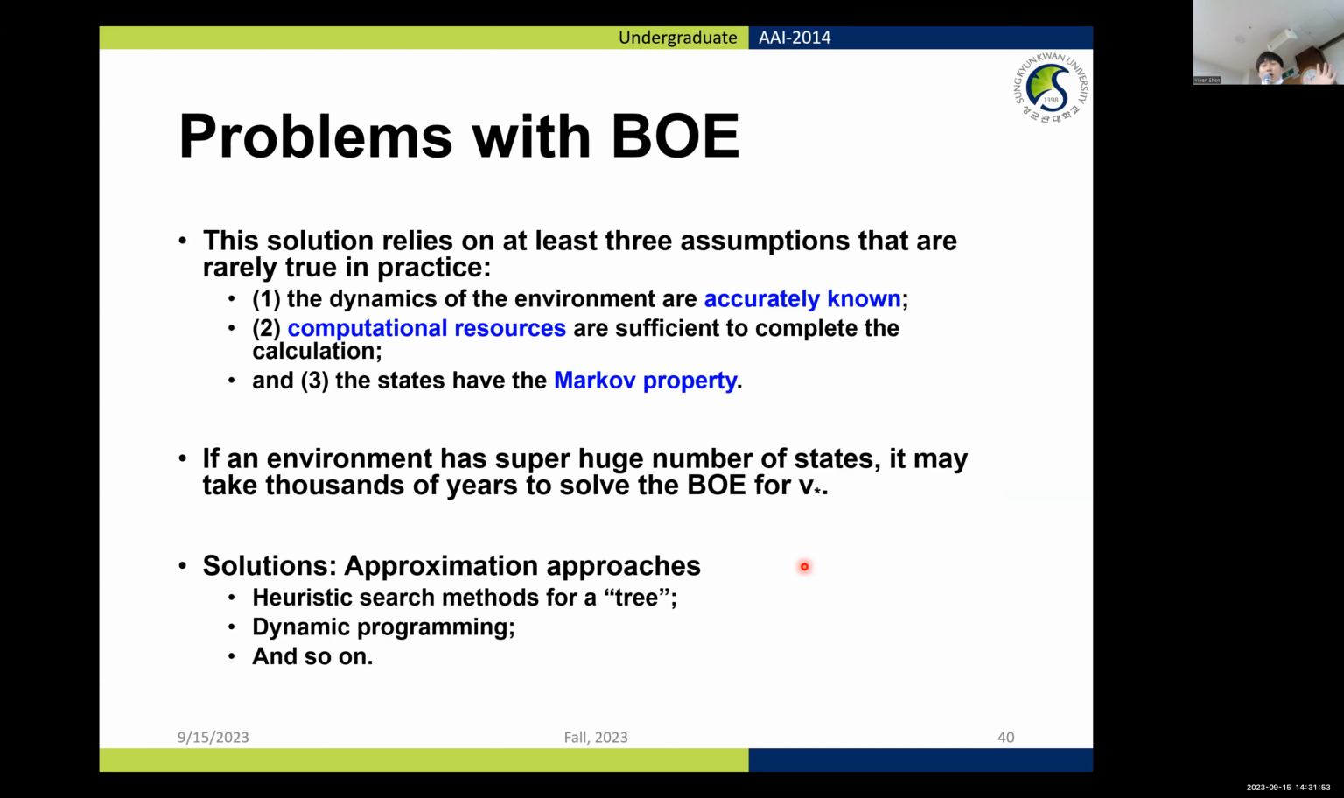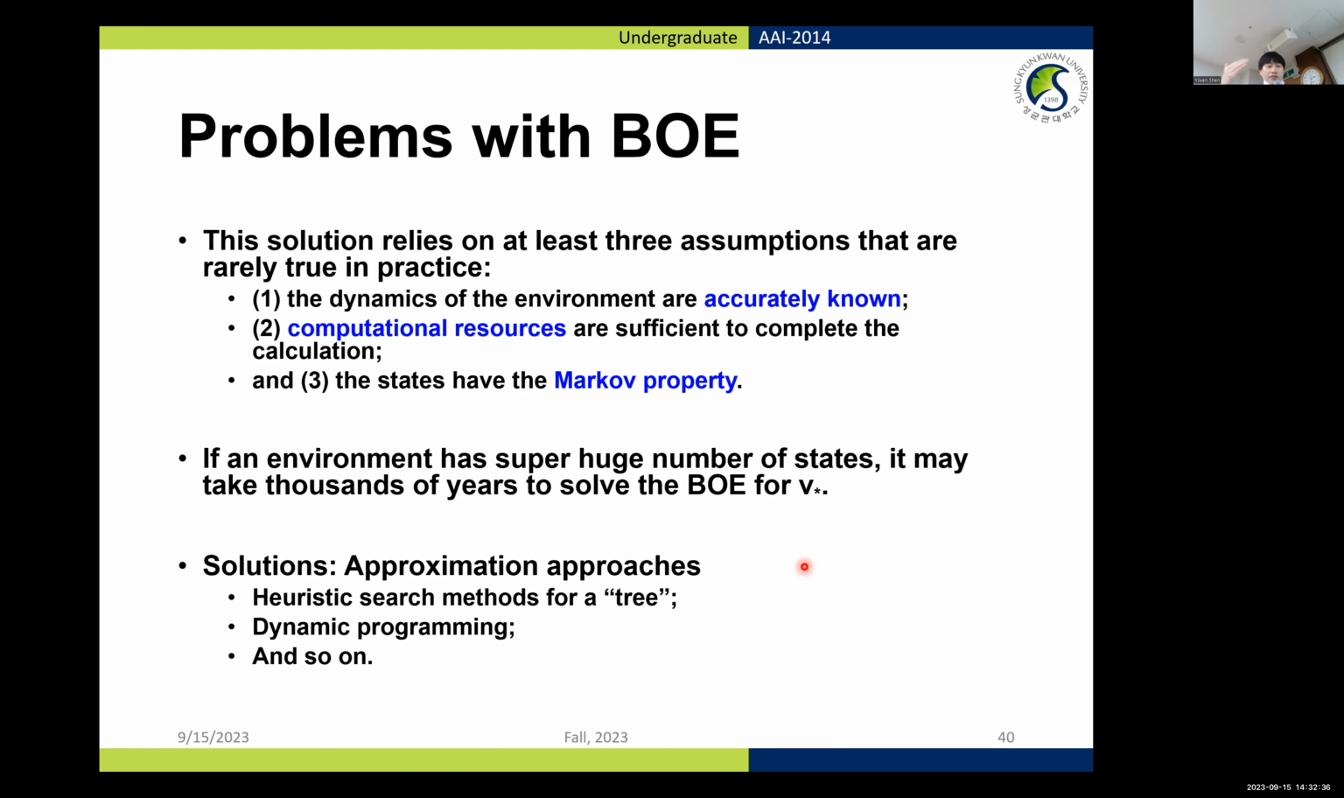And also the states need to have the Markov property, okay? But in real world problems, the Markov property sometimes holds, sometimes does not. With these kinds of assumptions, it's difficult to apply the BOE. For example, if an environment has 10,000 states, it may take 1,000 years to solve the BOE, okay? So even if we cannot get the exact result of the BOE, we need to rely on some approximation approaches.